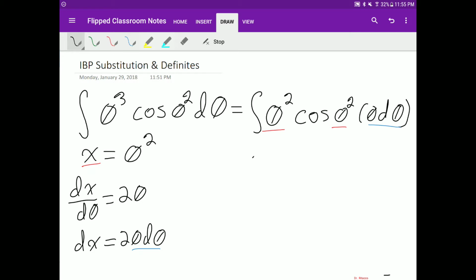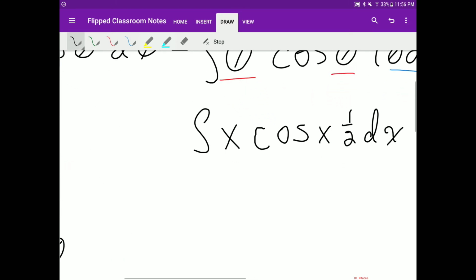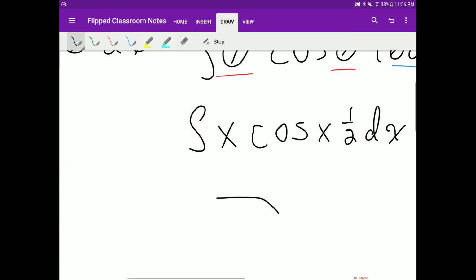So after I do my substitution, I'm going to have the integral of x cosine x times 1/2 dx. Now I can do an integration by parts. Okay, so I'm going to focus in on x cosine x.